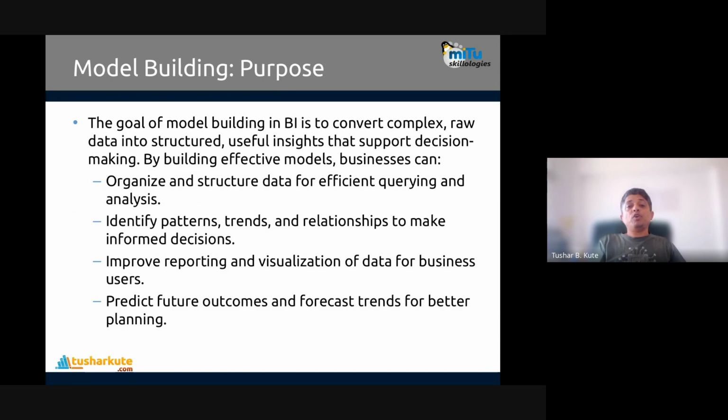First purpose: organize and structure data for efficient querying and analysis. Second, trend, pattern, and relationship identification, by which informed decisions are possible. Then, improve reporting and visualization of data for business users. And last, definitely, prediction, decision making is an outcome: predict future outcomes and forecast trends for better planning. That's done with the help of model building.